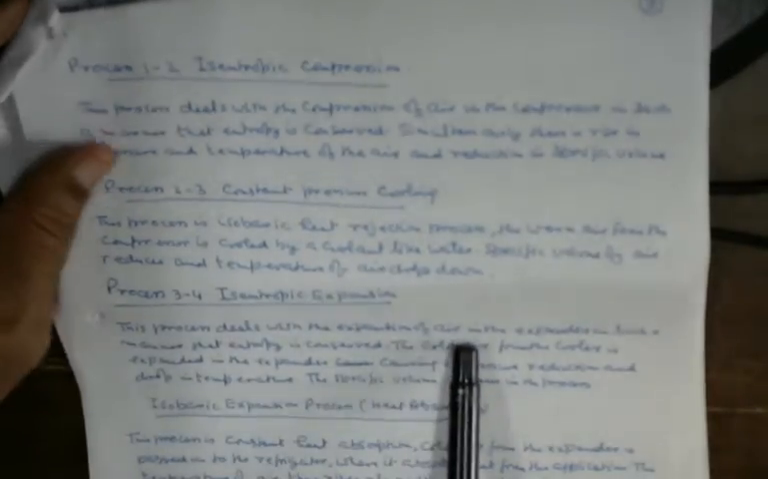Next is the isentropic expansion. This process deals with the expansion of the air in the expander in such a manner that entropy is conserved. The cooled air is further expanded in the expander, causing pressure reduction and a drop in temperature. The specific volume increases in this process. Now, in the expander, what happened?